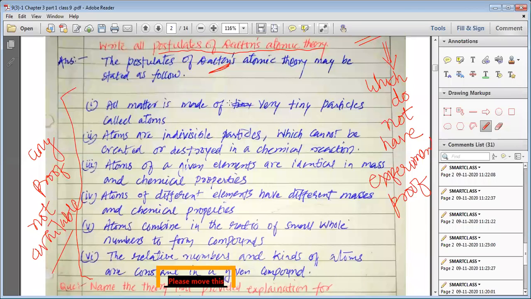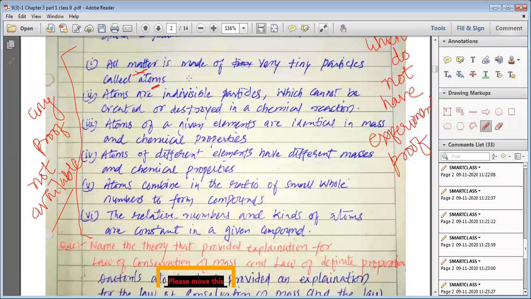Because we want to study about atoms and molecules, first we should know about matter. So the scientist Dalton says that all matter is made up of very teeny particles called atoms. So suppose someone asks you what is an atom? We can easily answer that all the matter is made up of very teeny particles, and these teeny particles are called atoms. Next, atoms are indivisible particles.